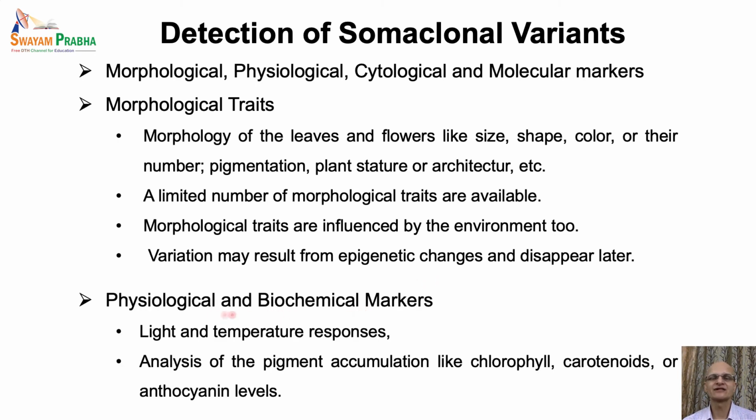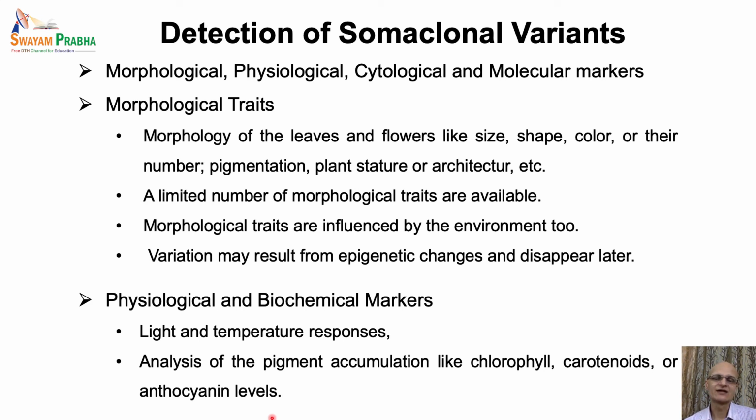Next is physiological or biochemical markers. These are comparatively faster as these can be performed at the early stages of the plant development, like the light or temperature responses. The variants may be exposed to various levels of light and temperature regimes and may help in identification of the light or temperature responsive variants.